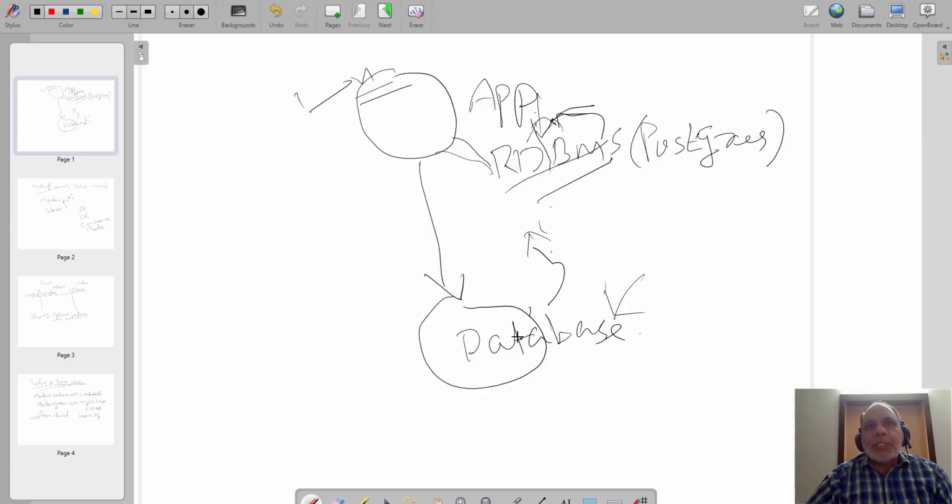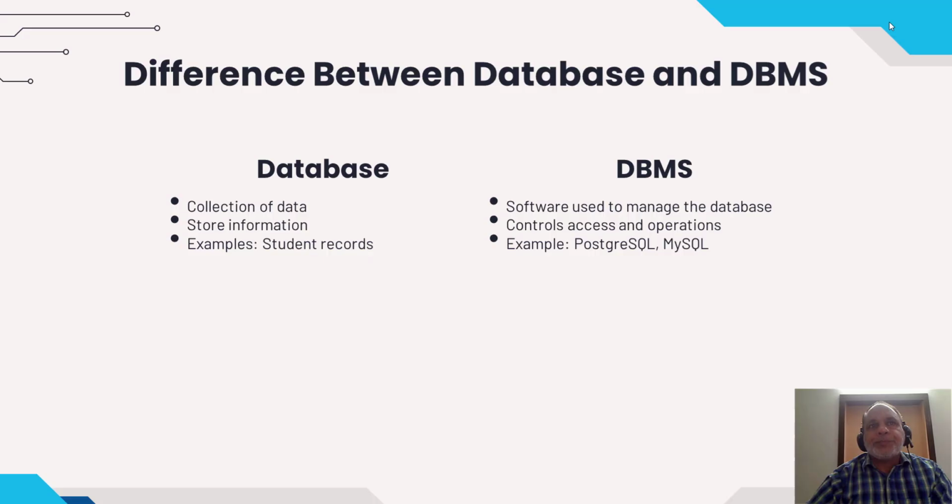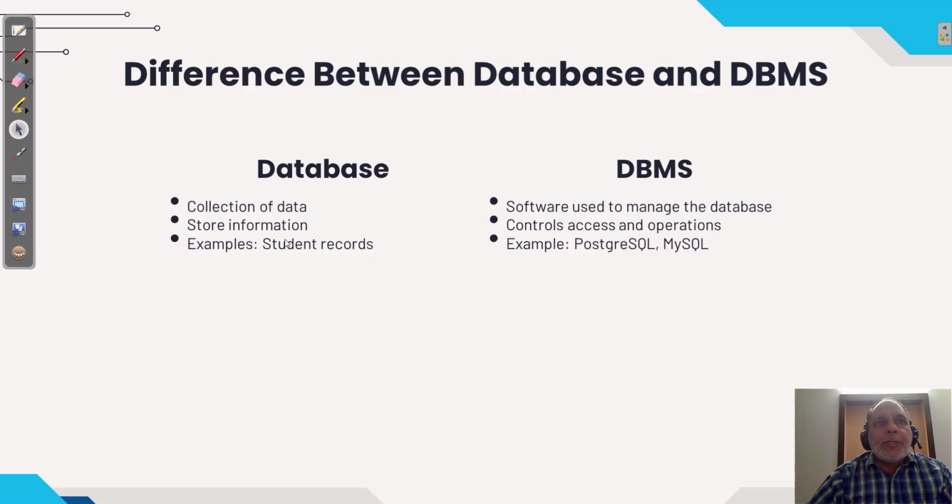So all the data is stored in the database, but the application uses the RDBMS to fetch data from the database and provide it to the application. The database stores the information, and the DBMS controls the access and operations. We have already discussed authentication and authorization. A database example is student records, and DBMS examples are the Postgres database, SQL, or MySQL.